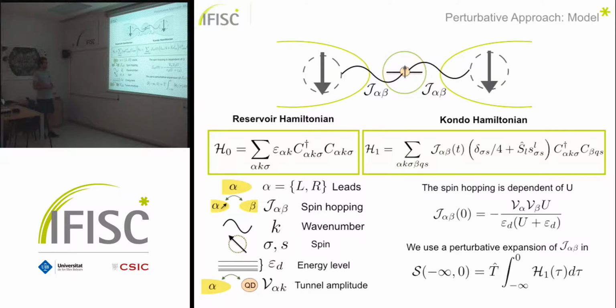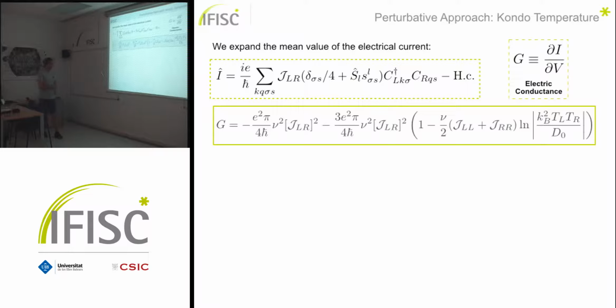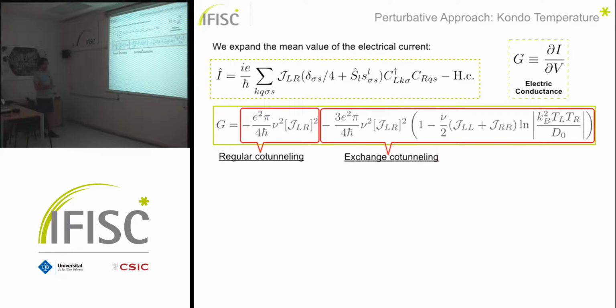This spin hopping amplitude is dependent on the parameters of the quantum dot, and is the term we are going to use to do the perturbative expansion. The perturbative expansion, we do it in the electrical current in order to find the conductance. After a long calculation, we have this conductance. It has two different parts: the regular cotunneling, which we don't care so much about, and the charge cotunneling.